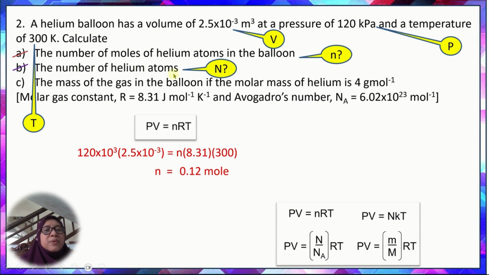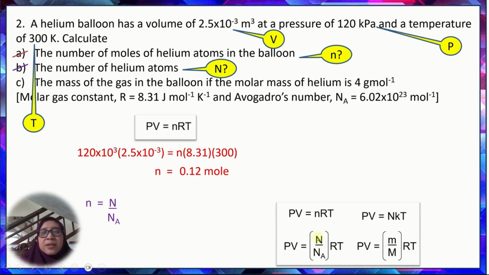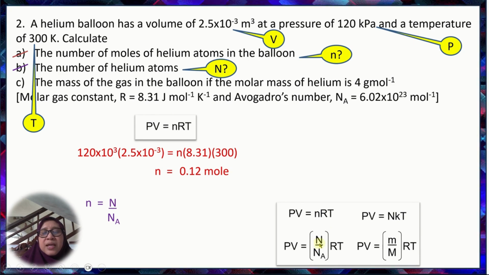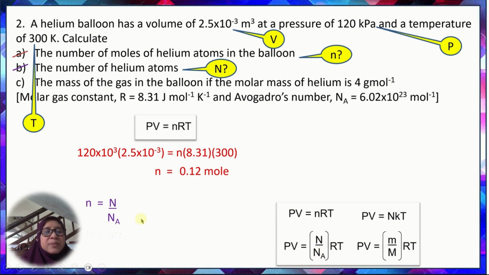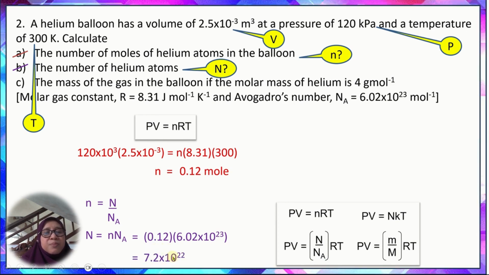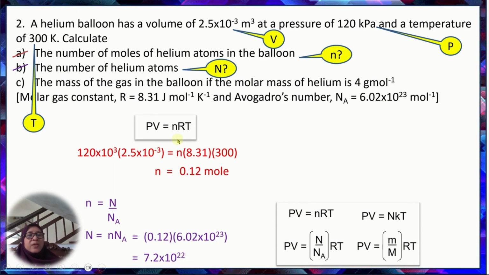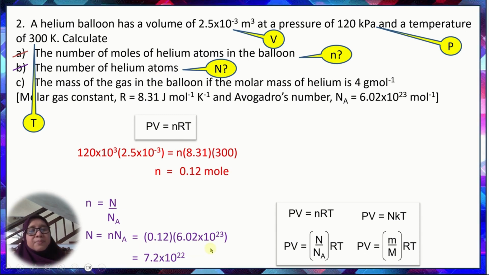For question B, we are going to find the number of helium atoms, capital letter N. So we can choose this equation. The number of moles n is the number of molecules over the Avogadro number. We substitute this n and the Avogadro number, and we get the number of molecules is 7.2 times 10 to the power of 22. This is the number of helium atoms.